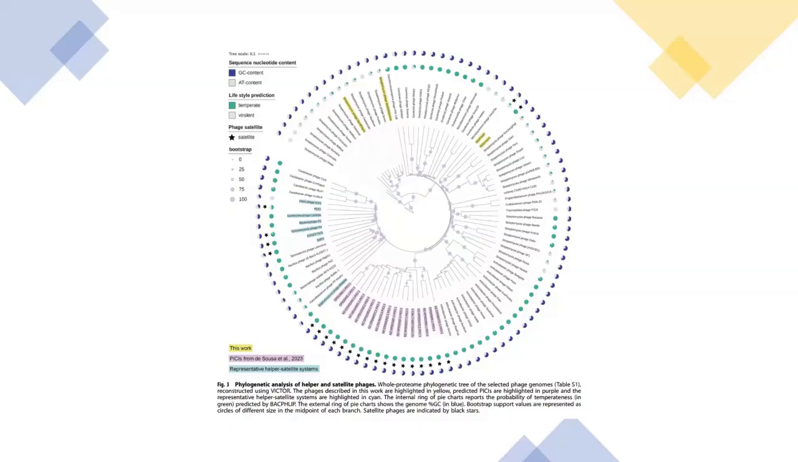Then when you work your way out, it's showing the relationships. The bootstrap is indicated by the size of this bubble. So the larger, the more significant, a higher bootstrap number. And then when you get out to this, this is just the names. But then the first green row of bubbles or moons is showing if it's temperate or virulent. So you can see when you scan through here, most of the BE clusters are temperate.